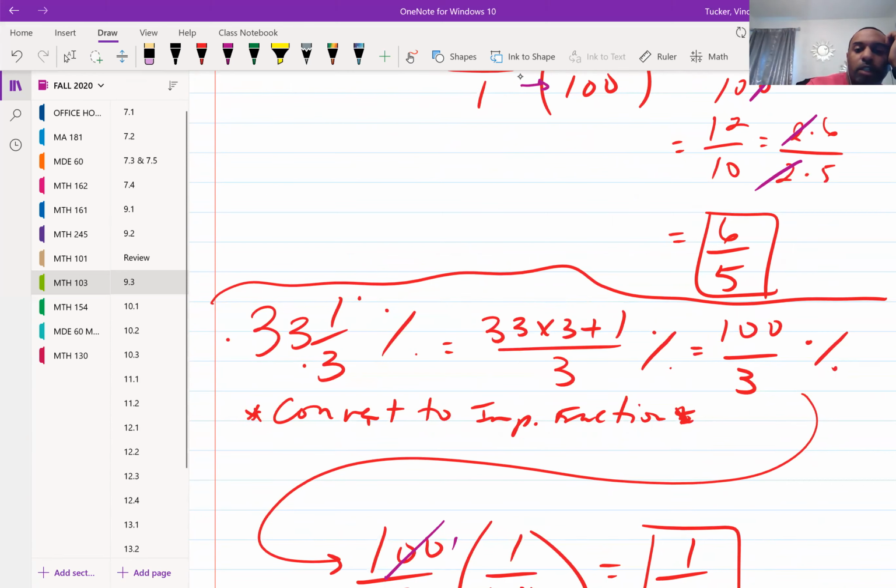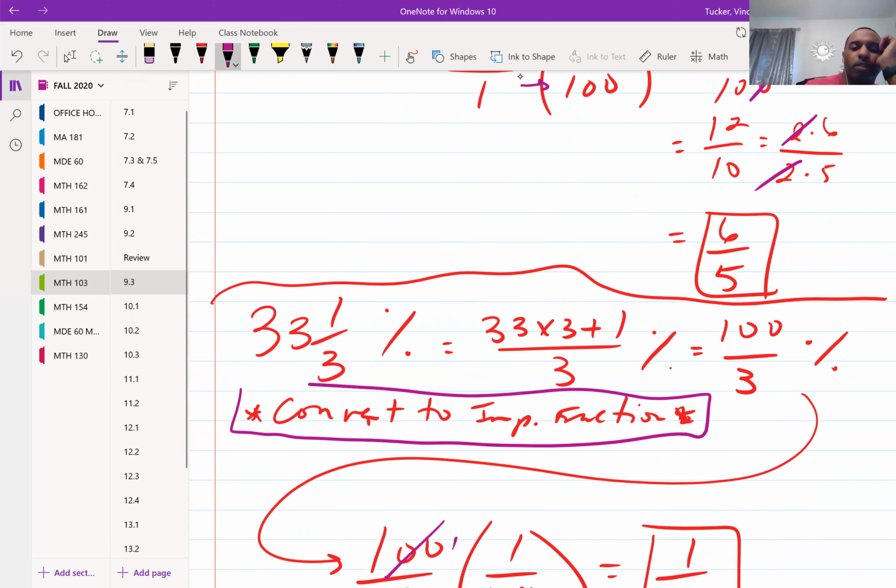All right, so this next one is 33 and 1/3%. I wrote the note here, convert to an improper fraction. Before we messed with the percentage, we converted to an improper fraction. So we took the 33 times 3 and add 1. That'd be 100 over 3. The same denominator stays there. It's 100 over 3%.